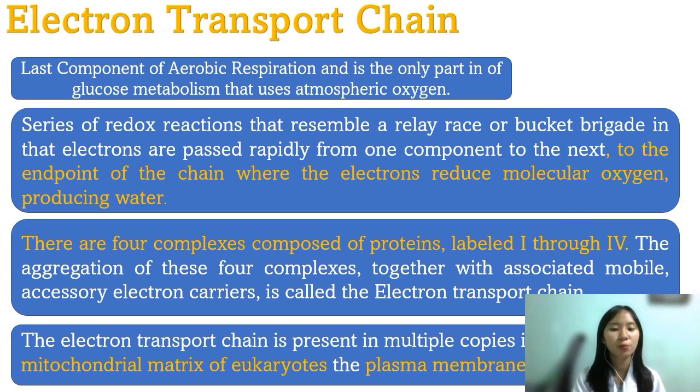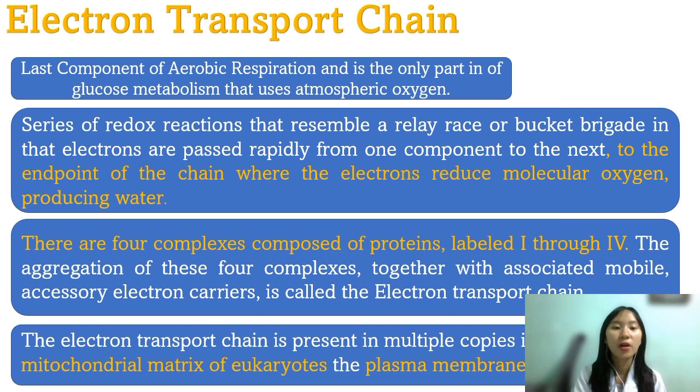Electron transport chain is present in multiple copies in the mitochondrial membrane of eukaryotes and the plasma membrane in prokaryotes. Before we proceed to the diagram, I will first tell you what FADH2 and NADH are. What is FADH2? Its meaning is flavin adenine dinucleotide, and NADH is nicotinamide adenine dinucleotide.